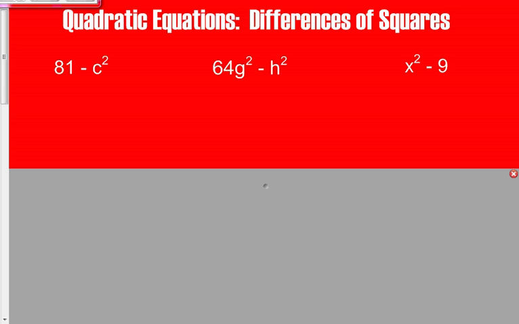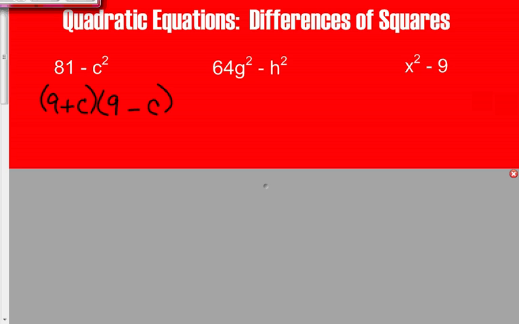81 is a perfect square and c squared is a perfect square. So what you do is when you factor these out, 81 factors to a 9 and a 9. C squared is a C and a C. The difference, though, one will be a positive, one will be a negative.